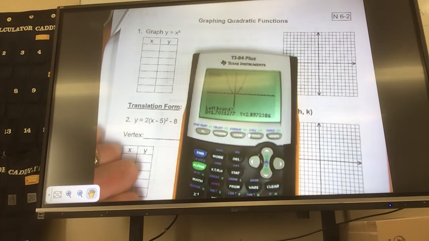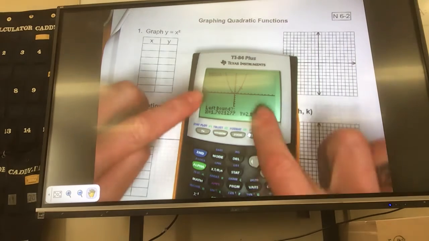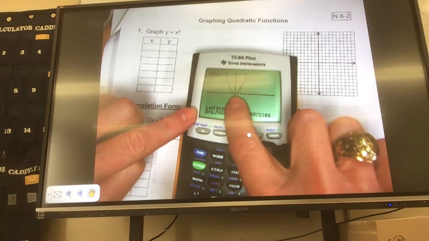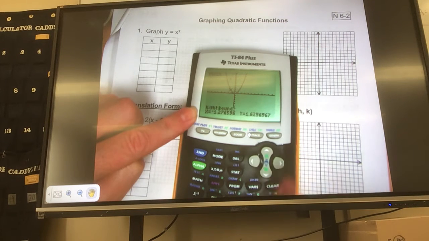Just like when we were doing zeros over there. Okay, you'll also find out today zeros are also called roots. That's another word for it. X-intercepts is the other word. It says left bound. I'm looking for that vertex, so I take my little spider guy and I move it to the left side of it, lock it in, and then I move it to the right side and hit enter and lock that one in. Guess, hit enter and lock it in.